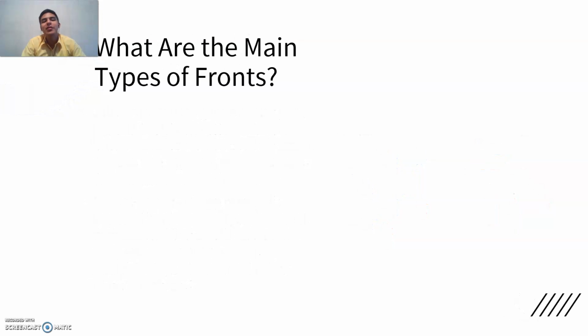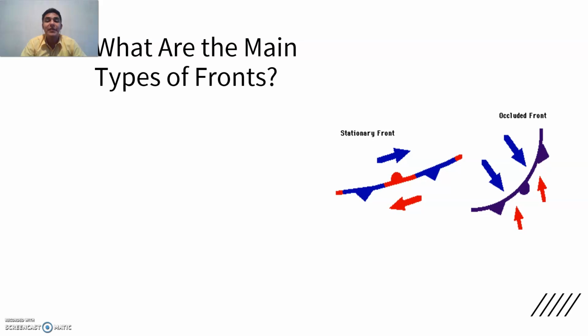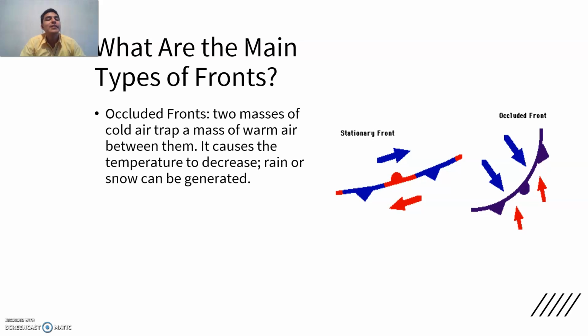Right? And what are the other 2 types of fronts? We have the stationary front and the occluded front. So let's start with the occluded front. 2 masses of cold air trap a mass of warm air between them. It causes the temperature to decrease. Rain or snow can be generated.